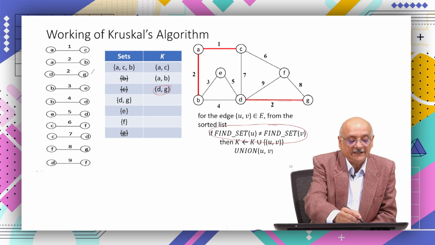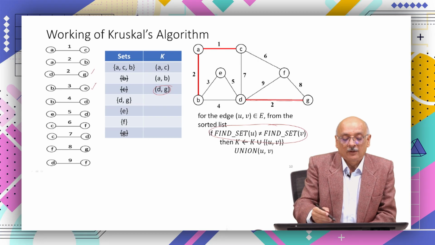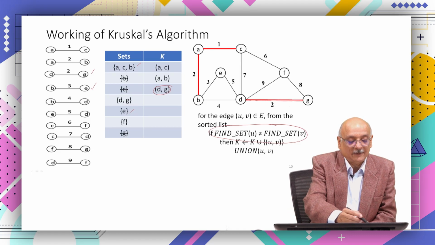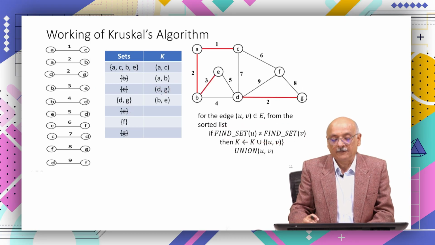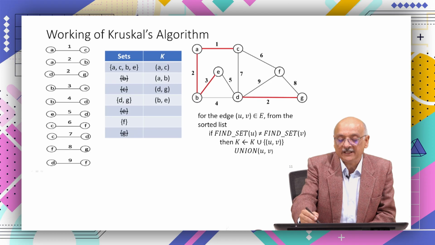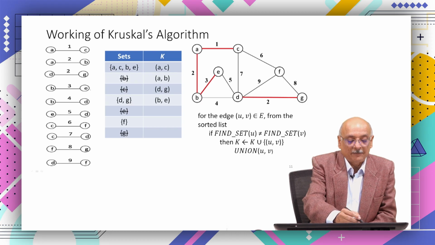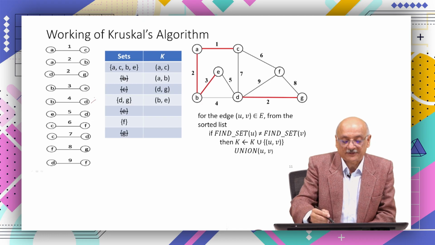So we have added DG, now we need to add BE. Now B and E: once again B is in this particular set, and E is here. So what we need to do is merge these two sets and get another set ACBE, as well as get this particular edge BE over here. So now edge BE has come into the minimum cost spanning tree, and like that DG has been made another set. What about BD next?